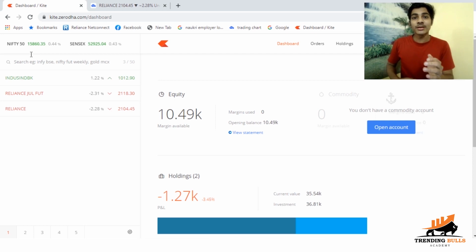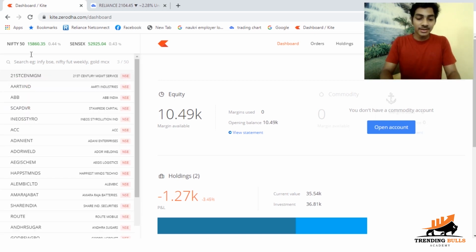And one more thing about options is that for a stock like Reliance or any Nifty 50 stock, only one type of expiry is there, that is the monthly expiry, just like in futures. But for an index like Nifty 50 and Bank Nifty, there are two types of expiry. The first one is the weekly expiry and the second one is the monthly expiry.